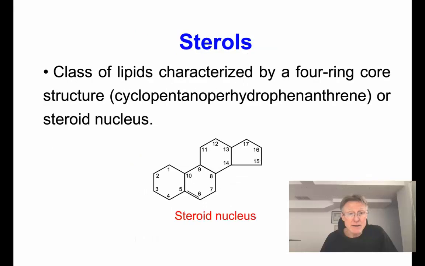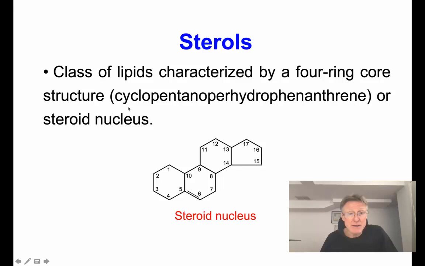The other group of lipids that are really important too are sterols. And I think the classical one, and we are going to talk more about it, is cholesterol. But sterols are a class of lipids characterized by what we call a 4-ring core structure. The name here is pretty long. I'm not going to ask you to memorize it, but this is called cyclopentane perhydrophenanthrene, or simply put, steroid nucleus.